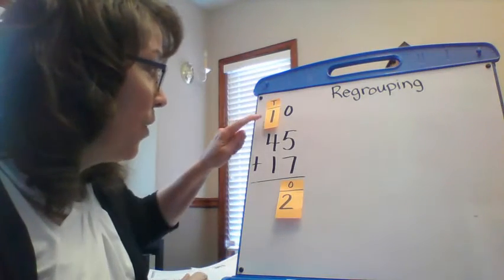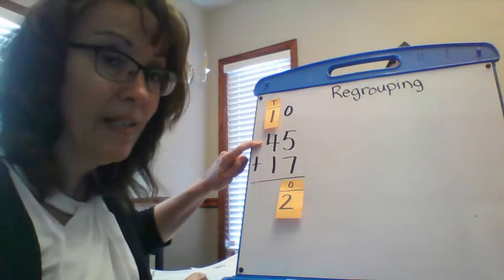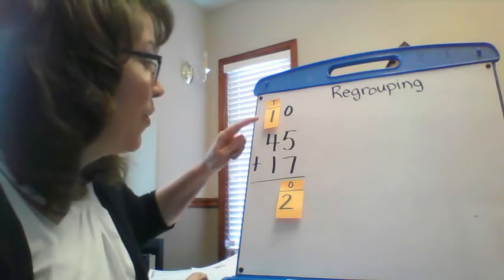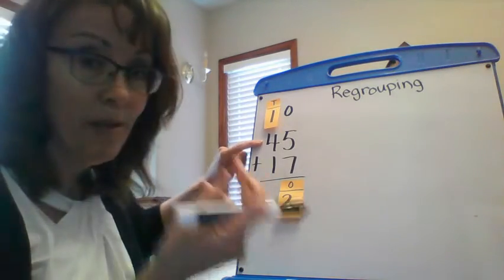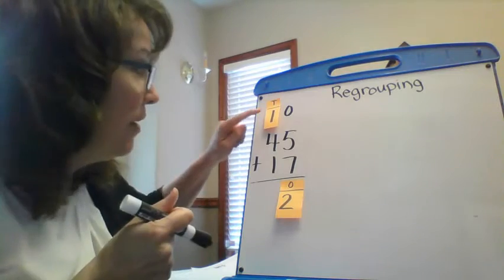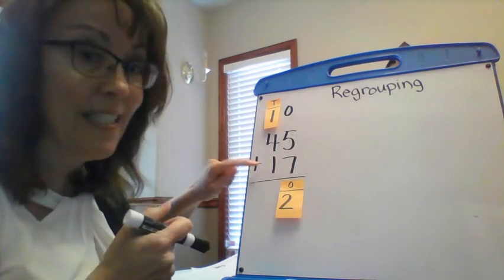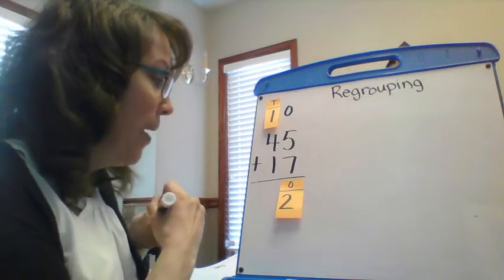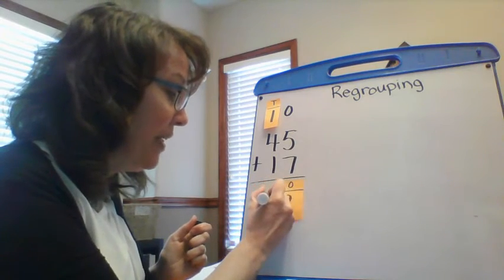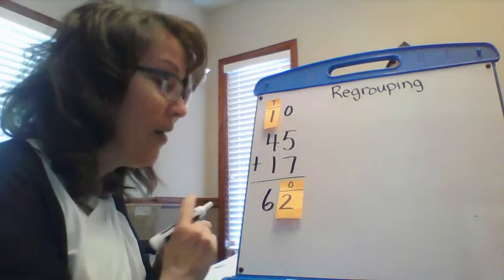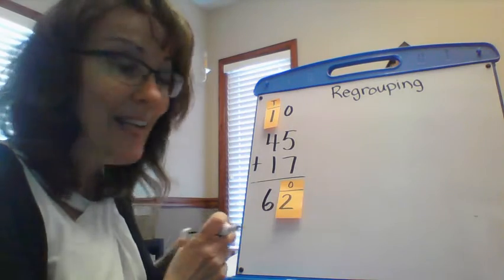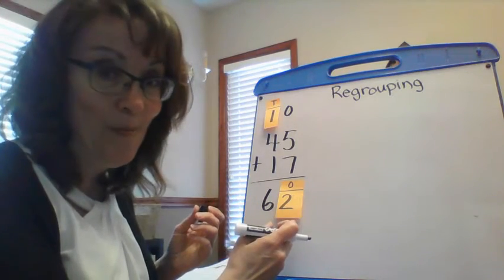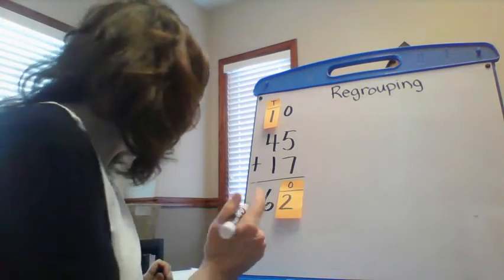Now I can add my tens. I have 1 ten plus 4 tens plus 1 ten. So I have 4, put that big number in your brain, 4, 5, 6 groups of 10. I'm going to put my 6 here in the tens place. And now I can see my answer is 62. Let's try another one.